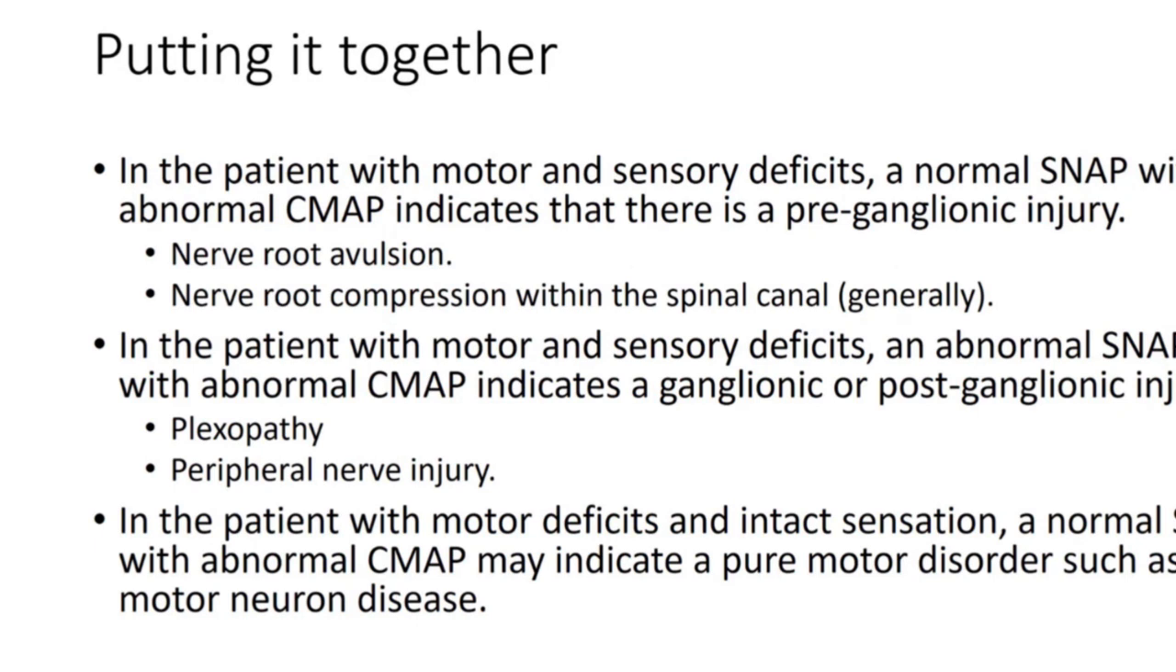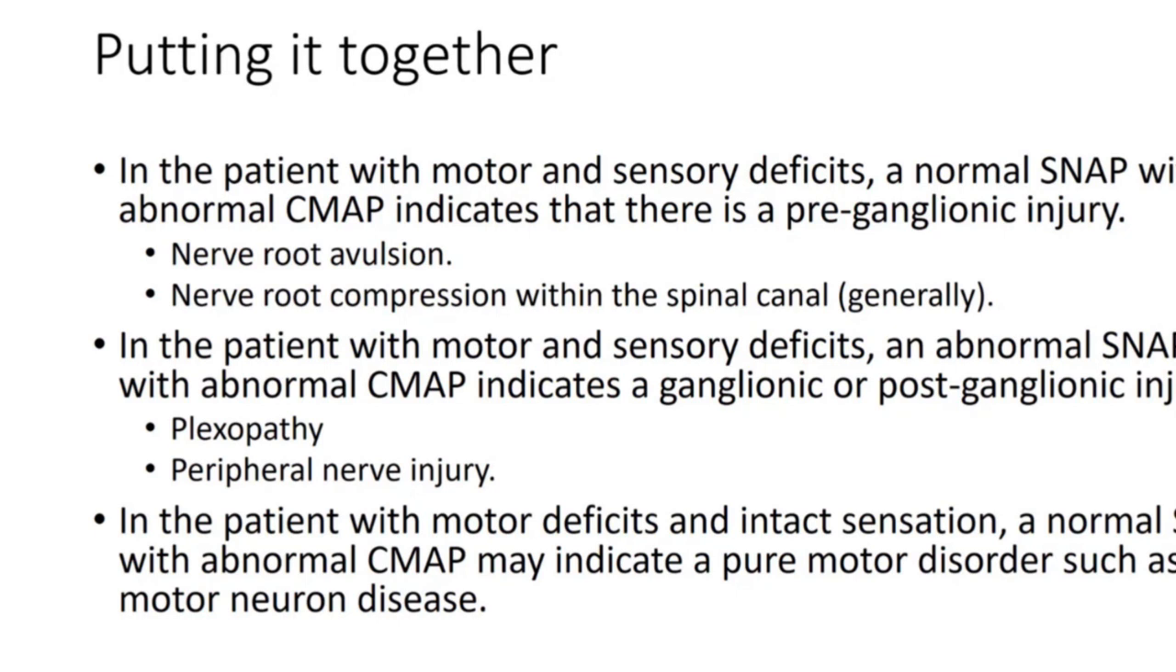So putting this together in a very crude way, this is how I think about it. If you have somebody with a motor and a sensory problem, and the sensory nerve study is normal but the CMAP is abnormal, then that tells me the injury has got to be preganglionic on the sensory portion of the nerve and distal to the anterior horn cell, the cell body, the lower motor neuron, with the CMAP. So where can you see that? Well, you can see that with a nerve root avulsion, or if there's compression of one of the spinal nerve roots in the spinal canal.